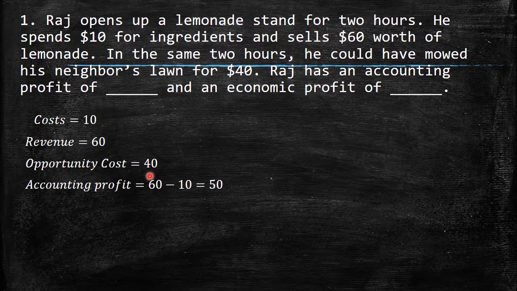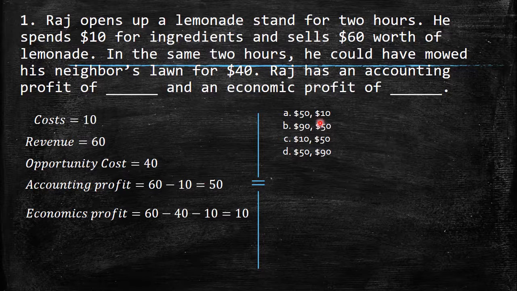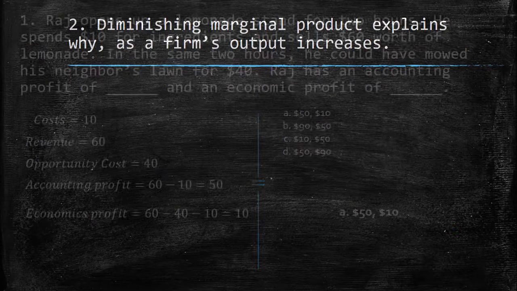So then, accounting profit could be 60, which is the revenue, minus the costs of 10. It's going to be 50. And then the economic profit is going to be the revenue minus the explicit cost, which is 10, minus the implicit cost, which is 40. So then really the economic profit is going to be 10. Then the question, we have these four options, and naturally the question will be answered by the option 50 for accounting profit and 10 for economic profit.